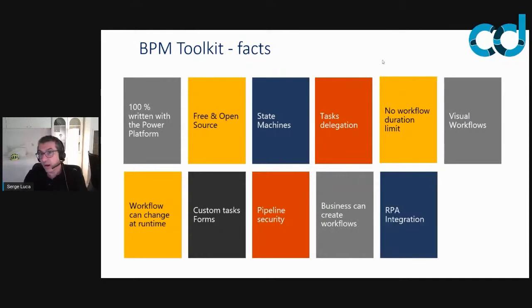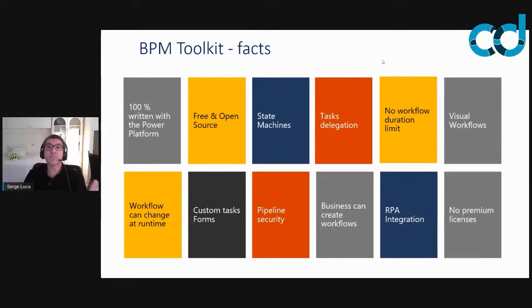Also, RPA integration, robotic process automation. Sometimes we want the workflow running on the server to be able to run a legacy application running on the desktop or on the web. So there is an RPA integration in BPM Toolkit. And last but not least, you don't need to buy a premium license because this also works on top of SharePoint. It's free, baby. Yeah, it's free.